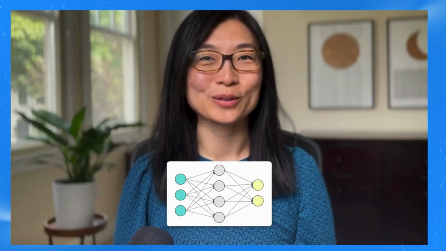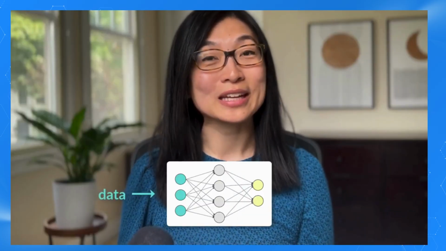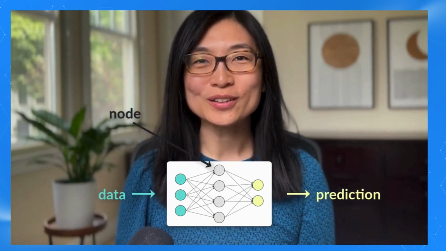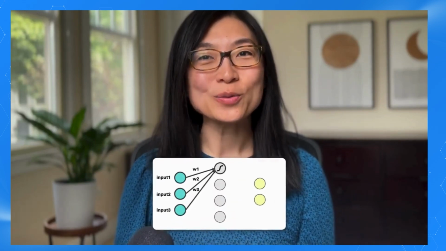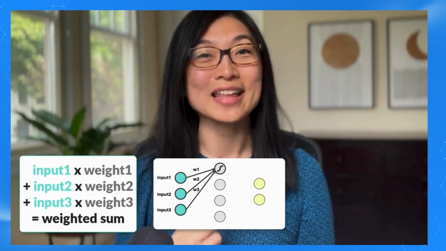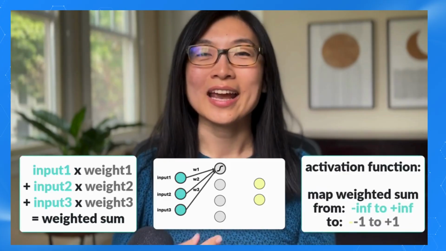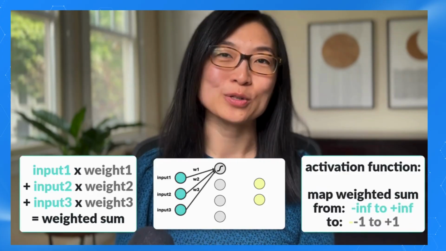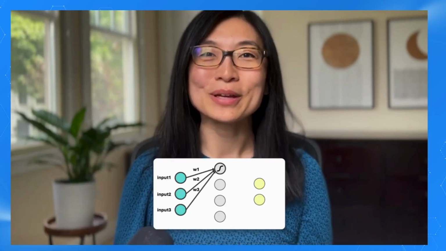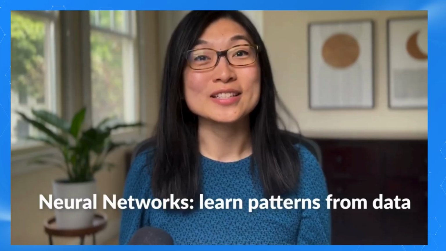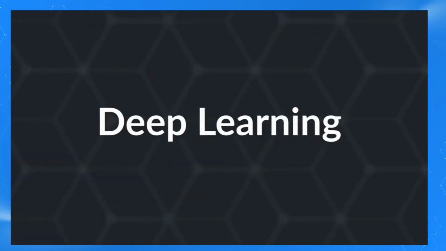Here's what a basic neural network looks like. You feed in some data on the left, and it makes a prediction on the right. Each of these circles here is called a node. At each node, the inputs are multiplied by weights and then added up. Then that's passed through something called an activation function, which just means the input is mapped to another value. That output then becomes the input for the next layer and so on. Now, neural networks are able to extract and learn patterns from data, such as the sentiment, or the positivity or negativity of your text.